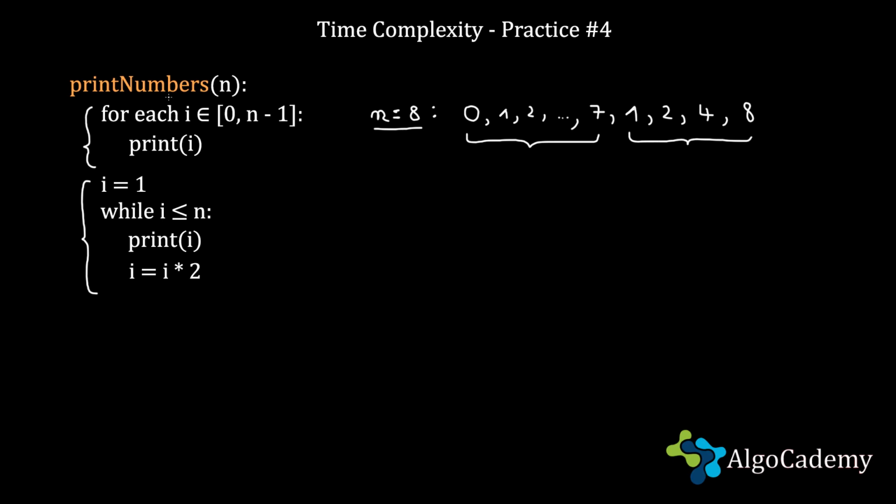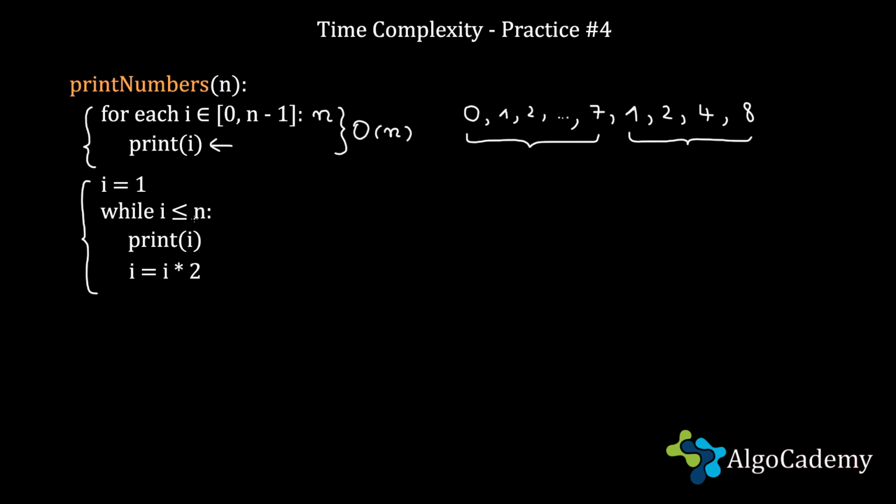So, first sub-algorithm, as simple as this. I have a for loop going through each value from 0 to n minus 1. How many values are in this range? Obviously, n values, right? So this for loop performs n iterations. And on each iteration, I just print a value, which is constant. So the time complexity of the first sub-algorithm is big O of n. That's super simple.